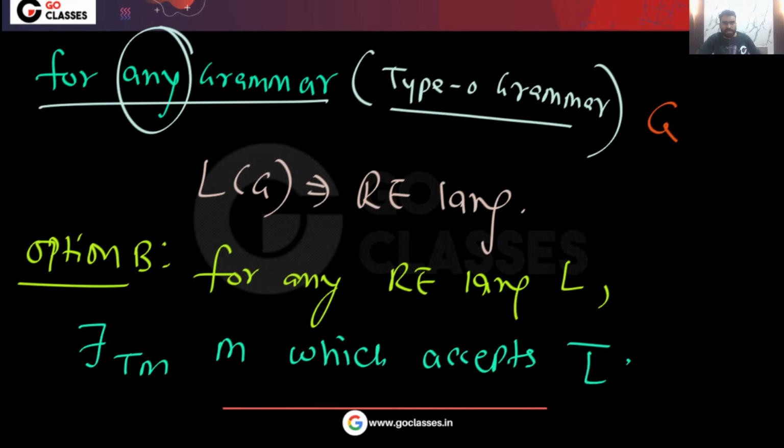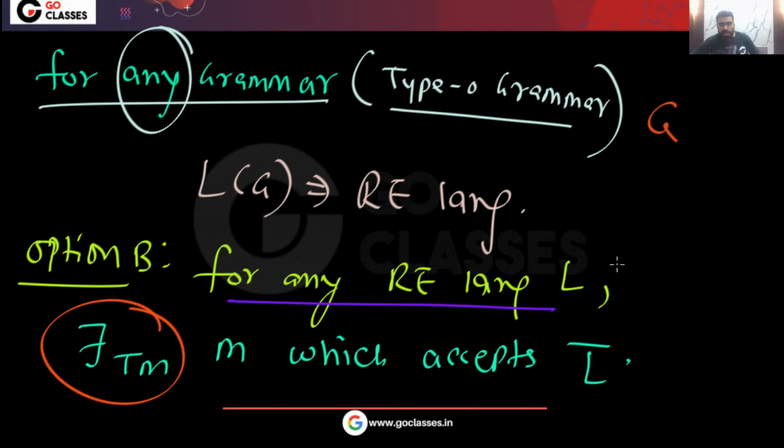Okay. So basically, for any RE language, you are saying there exists a Turing machine which will accept L complement. Means for every RE language, the complement is also RE. This is false, right? Why is this false?